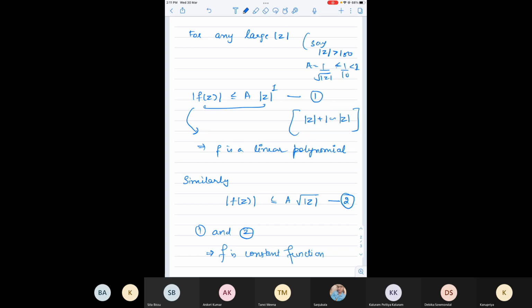If you are not able to imply this from first and second, you can take f(z) to be x plus iota y, or take it as az plus b, and do some calculation to conclude that this is a constant function, that this a will be 0. Is it okay? Yes or no? Yes, ma'am.